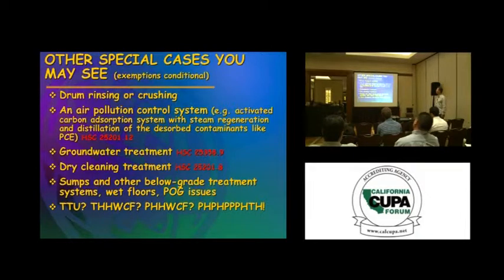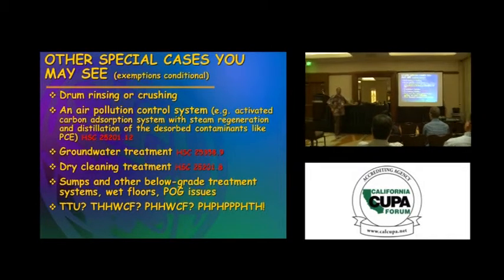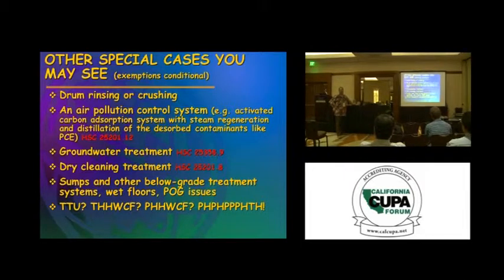Drum rinsing or crushing isn't necessarily exempt. Part of what may exclude you or exempt you from your requirement for a tiered permit is what you do with that residue or that treated waste after it's been treated. Sometimes what happens to that waste or material after it's been treated gives somebody an exemption that then applies all the way up front. As a quick example, crushing a container.